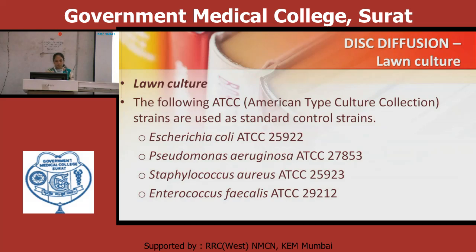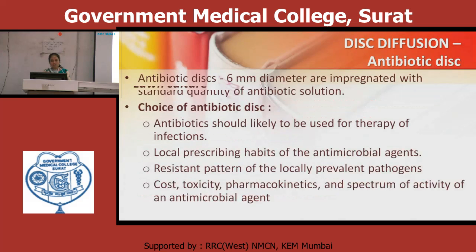They are E. coli ATCC 25922, Pseudomonas aeruginosa ATCC 27853, Staphylococcus aureus ATCC 25923, and Enterococcus faecalis ATCC 29212. Antibiotic disc: it is a 6 mm diameter disc that is impregnated with a standard quantity of antibiotic solution.